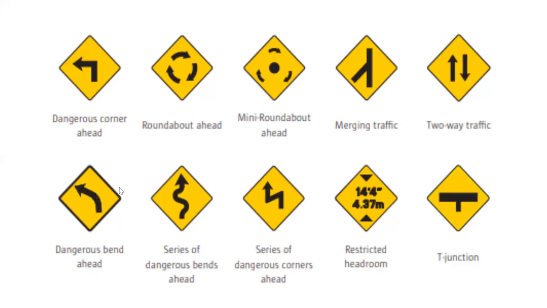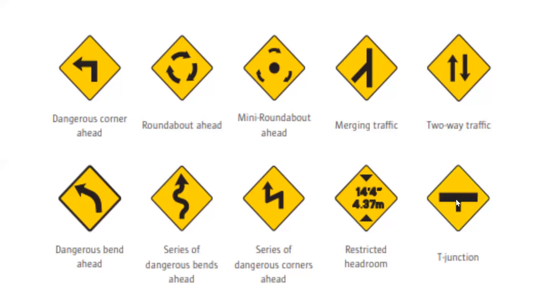Dangerous bend ahead, we covered that already. Now this one, see the way it sort of bends around gradually? That's a series of dangerous bends ahead. Whereas this one has sharp corners, we know it's a series of dangerous corners ahead. All right. This, we can see the arrows from top to bottom. We know from the previous video, restricted headroom. So we know that's a restricted height one.